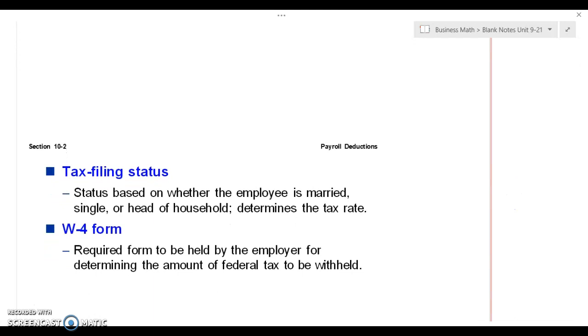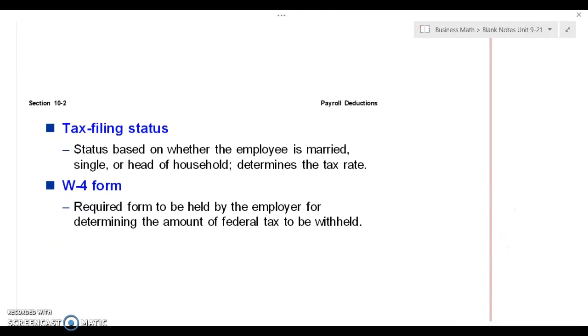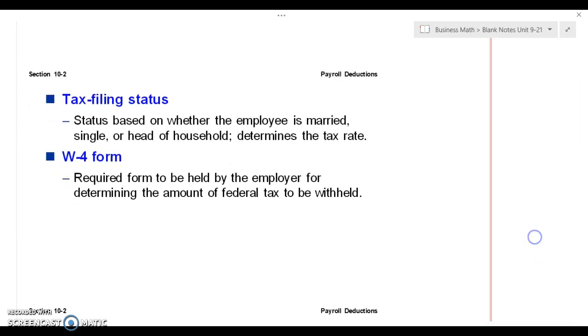Your filing status, that's again, if you're married, single, head of household, it determines what kind of taxes are being taken out of you. And the W-4 form is the form you get at the end of the year. It tells you everything that has been withheld from you, what you made, and you use that to file your taxes.